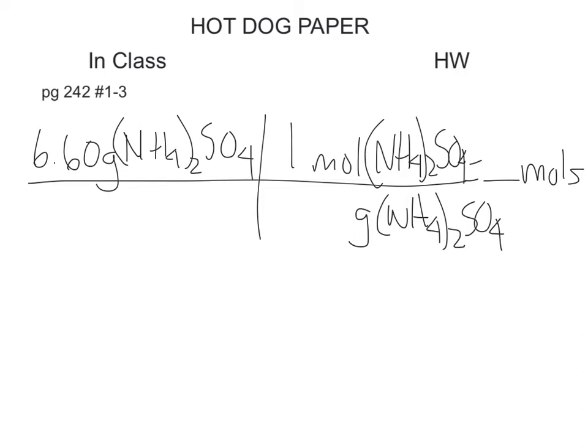So I have to go over to the side and figure out that for N, there are 2 atoms of N. There are 8 atoms of H, 1 atom of S, and 4 atoms of O. And so now we have to look up their mass on the periodic table. And for nitrogen, we have 14.07.